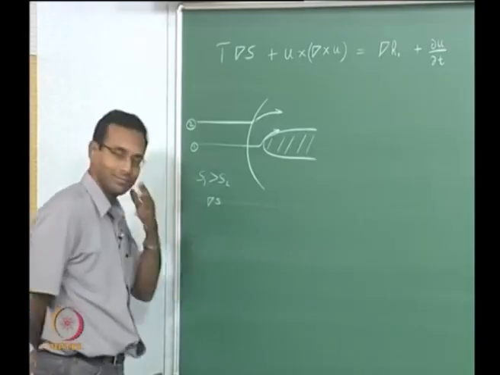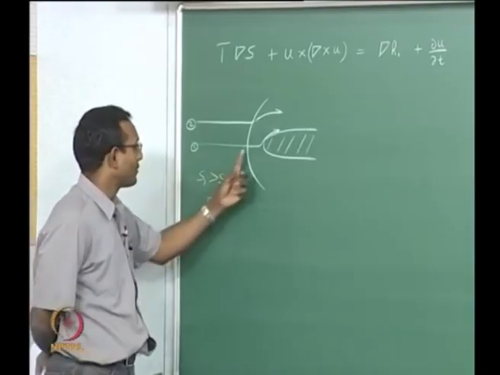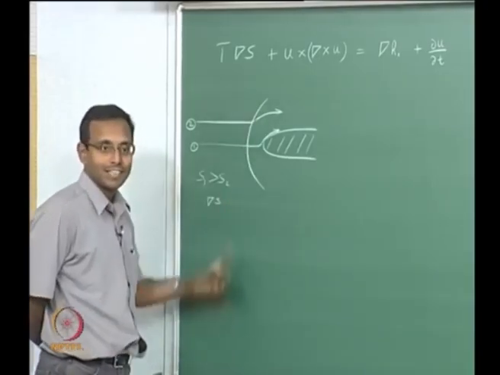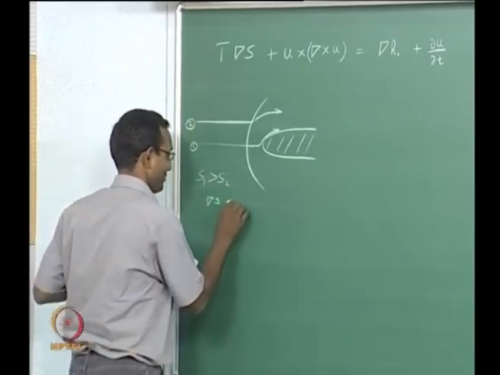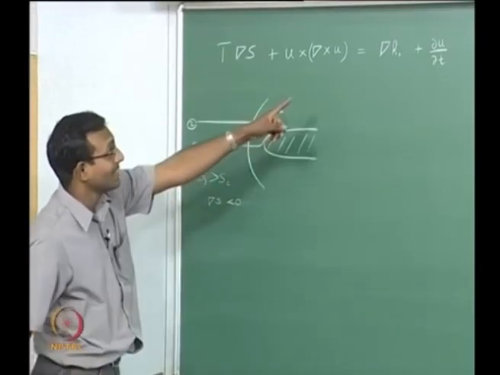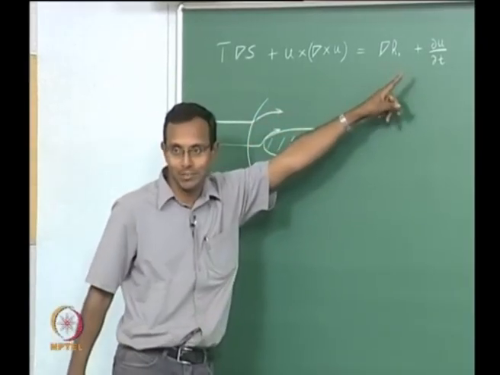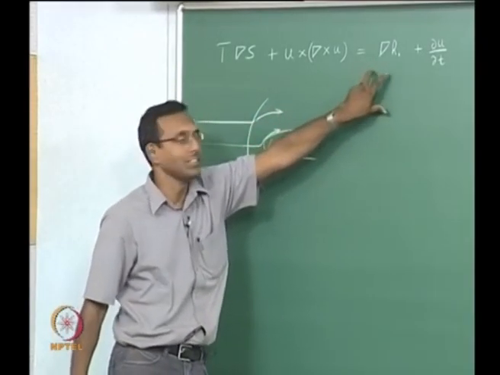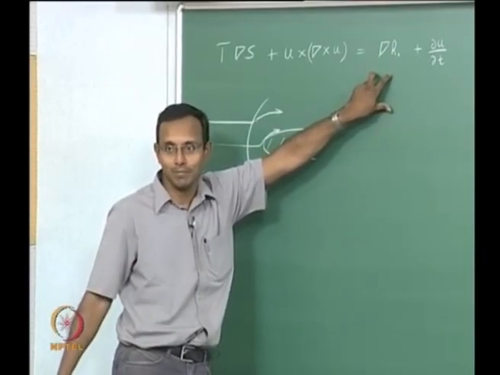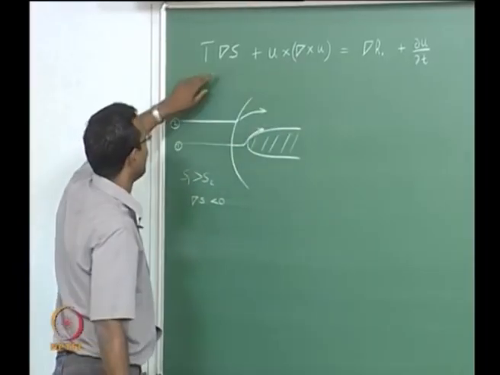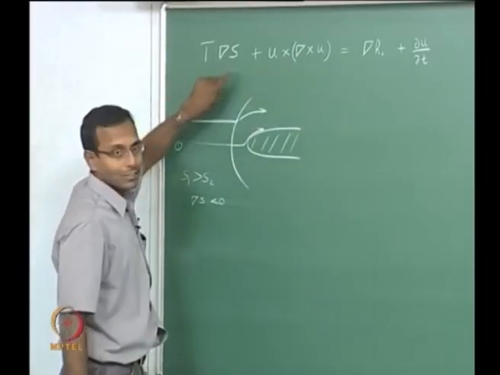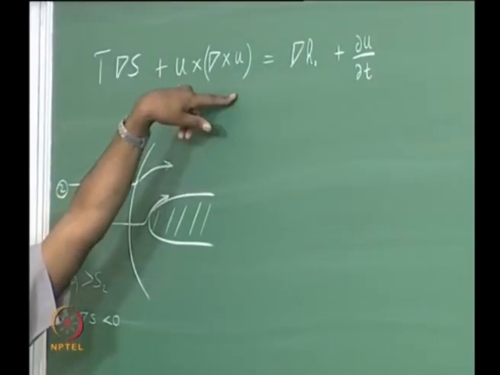What will it be? Dou s by dou y. As y increases, s decreases. So it is going to be less than 0. Okay. The right hand side of my equation, both these terms are 0. I told you it is a steady problem and an isoenthalpic problem. Okay. So I am going to have only this particular part, and in here I found that this is negative, which means this term should be positive.